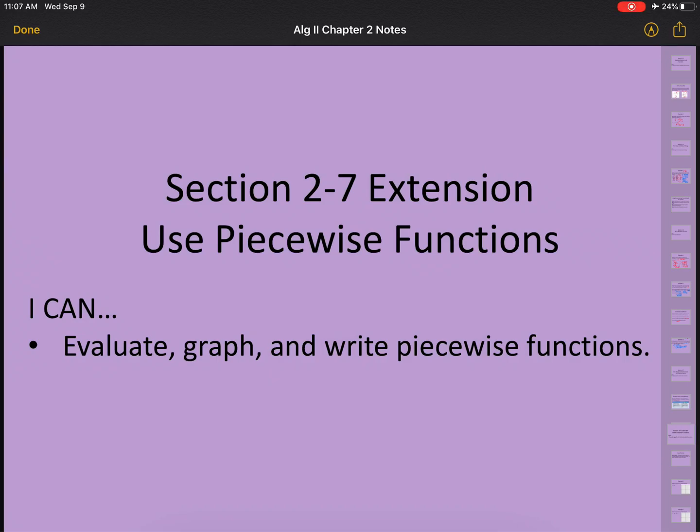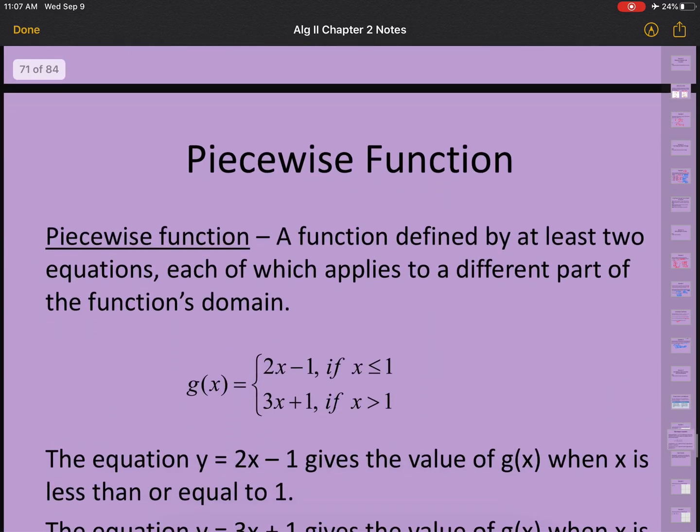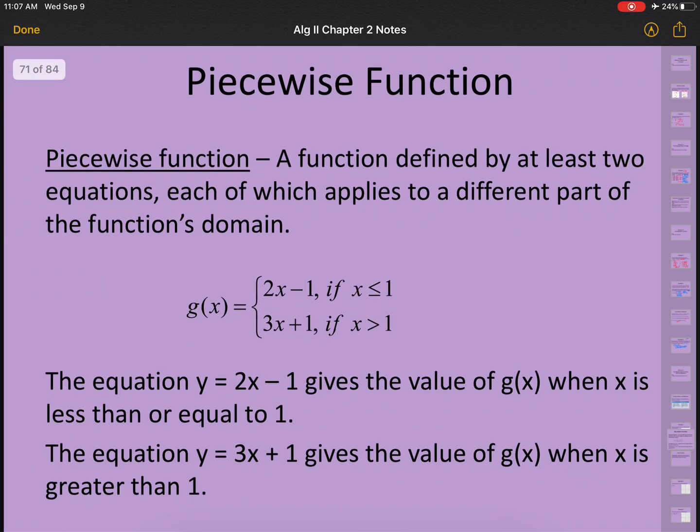Alright guys, this is extension 2.7. Our goal here in this section is going to be able to evaluate, graph, and write piecewise functions. So a piecewise function is a function defined by at least two equations, each of which applies to a different part of the function's domain. So remember, domain is all your x values, so it makes sense that if you have a certain x value, then you're going to look at separate equations to get your y value or range of outputs.